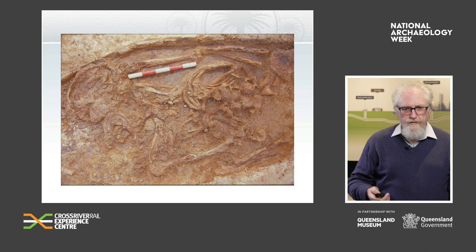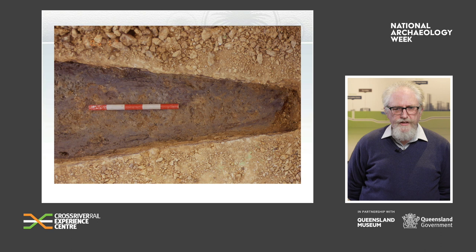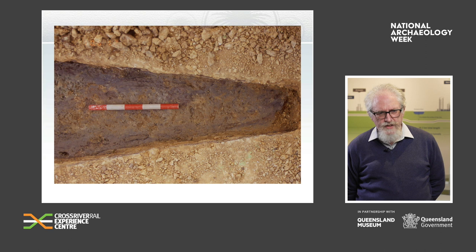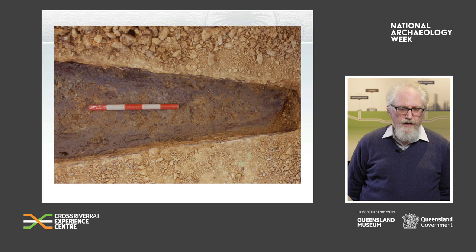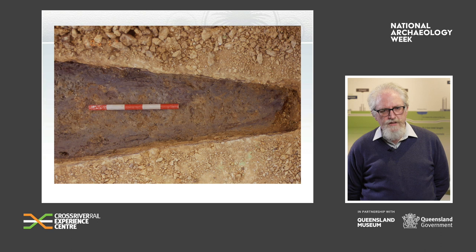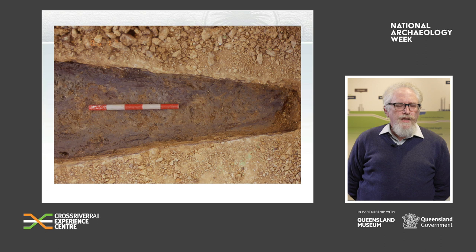In some cases, the bone had completely disappeared. So there's a tiny bit of bone beneath the scale there. It's part of a leg bone. But what we got was this dark staining in the clay. This is adipocere, otherwise known by a number of other names, and one of them is body goo. And this is what's left when the body has completely disappeared.